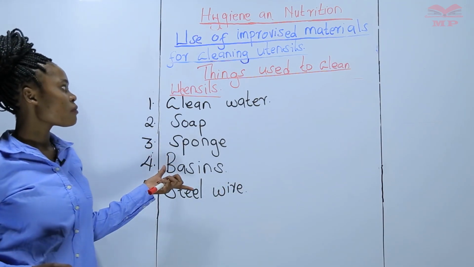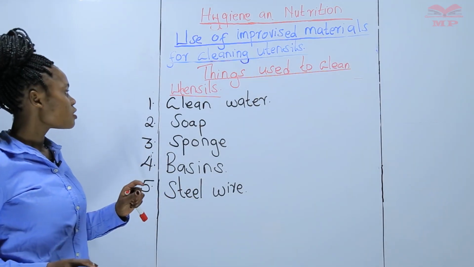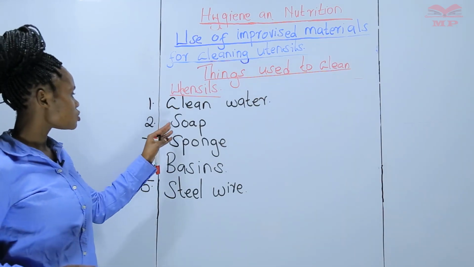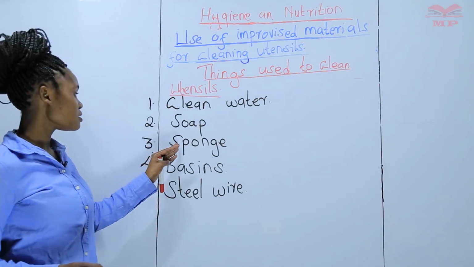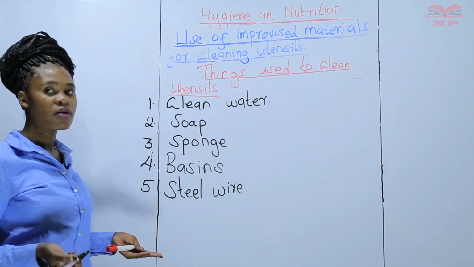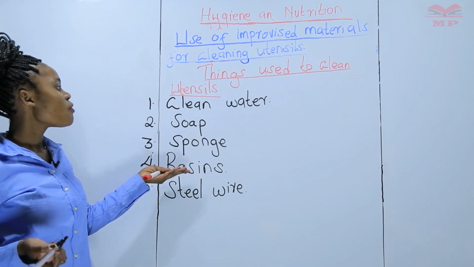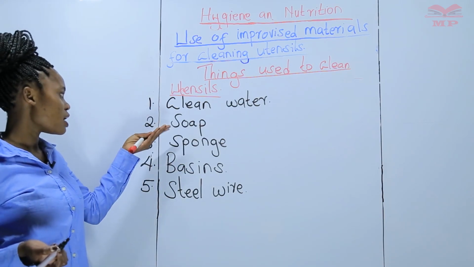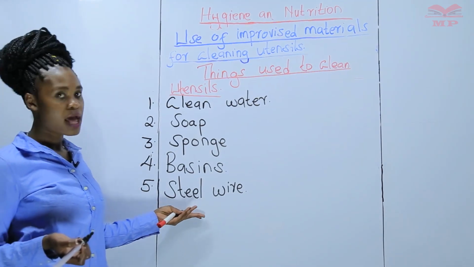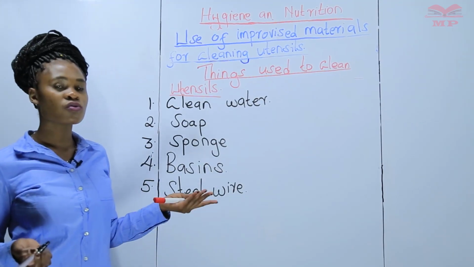So these are the main materials that we require for us to be able to clean utensils. First, you need clean water. You will also need soap, then sponge, and if you don't have a sponge, you can use a sisal fiber or a clean piece of cloth. Then we have basins where you are going to put your water when cleaning the utensils. And lastly, we have steel wire. The steel wire helps to scrub sticky stains from sufurias.